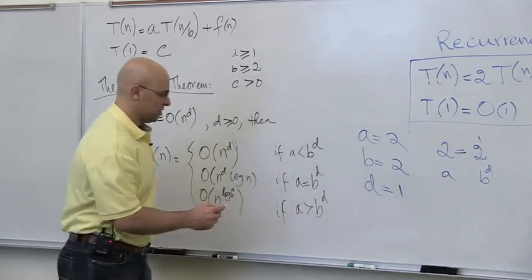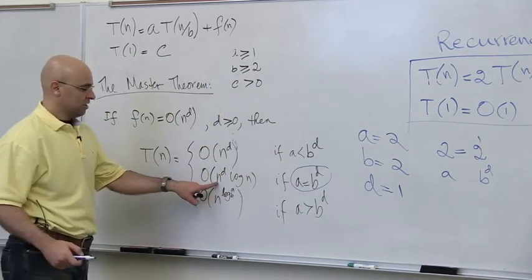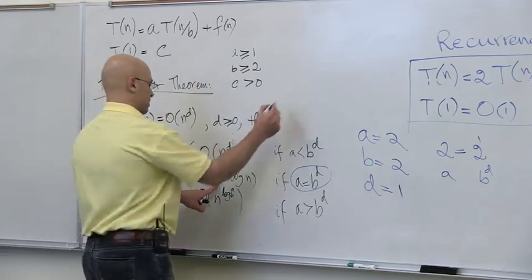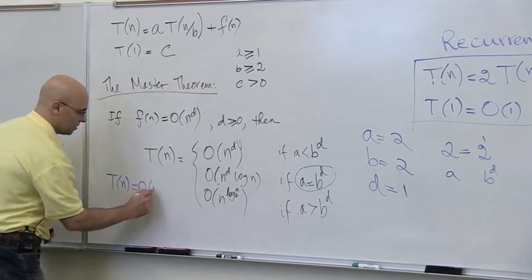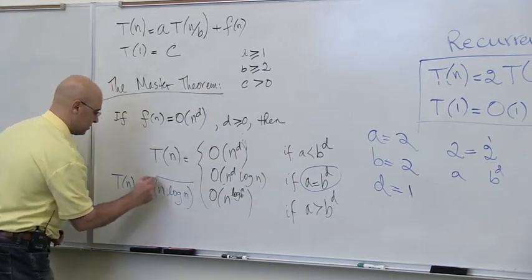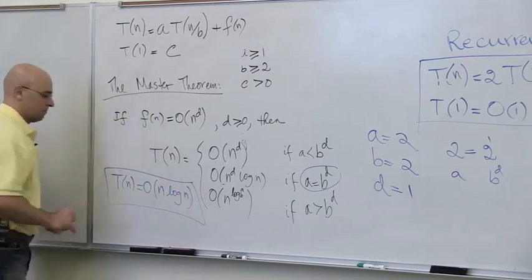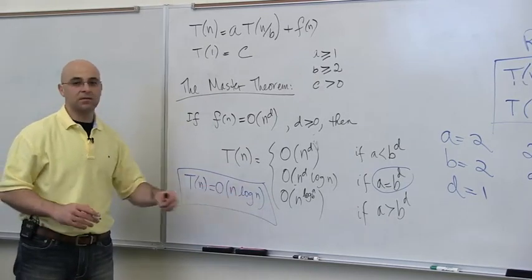So I have this condition hold for MergeSort, a equal b to the d. Therefore, I get that T of n for MergeSort is O of n to the d times log n. And this is why MergeSort takes n log n time.